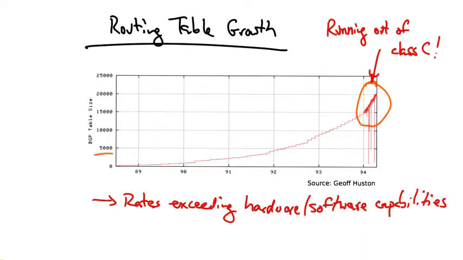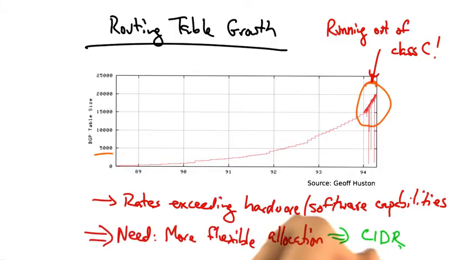There were far more networks that needed just a handful of IP addresses, such as a Class C address space could provide, and yet because only a certain range of the IP address space could be used for Class C addresses, we began to run out fairly quickly. So there began to be a need for more flexible allocation. The solution to this problem was something called classless interdomain routing, or CIDR, something that we'll cover in the next lesson.